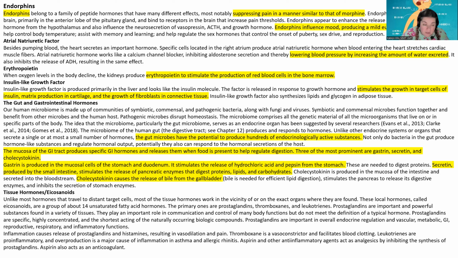Secretin produced by the small intestine stimulates the release of pancreatic enzymes that digest proteins, lipids, and carbohydrates. All right. Cholecystokinin is produced in the mucosa of the intestine and secreted into the bloodstream, and it releases bile from the gallbladder. And bile is needed to digest lipids, all right, to digest those fats.